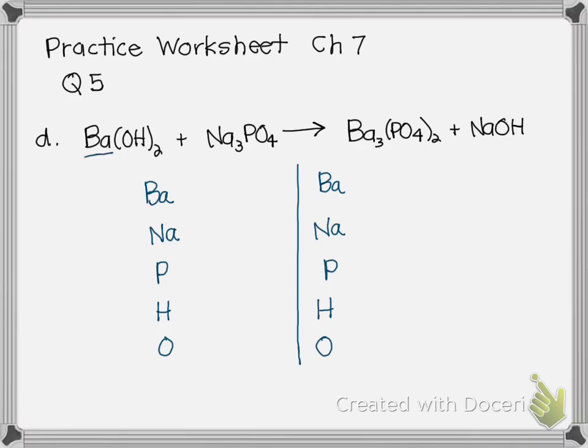So there's 1 barium on the reactant side and 3 barium on the product side. So to get them equal, I would multiply by the number 3 on the reactant side, so they'd both have 3. And that number that you're multiplying by, that's the coefficient. That's how you figure it out.